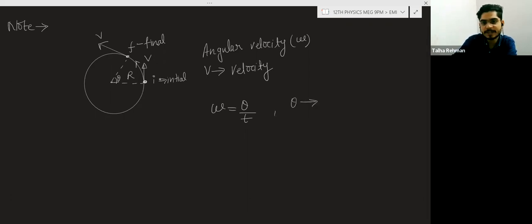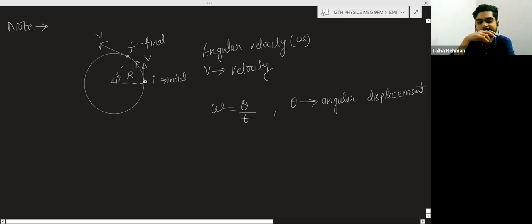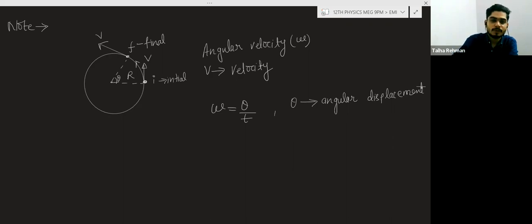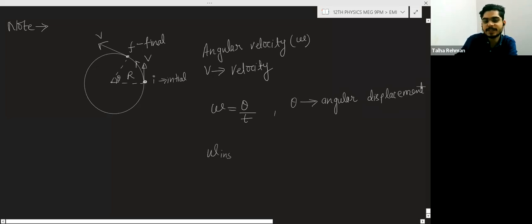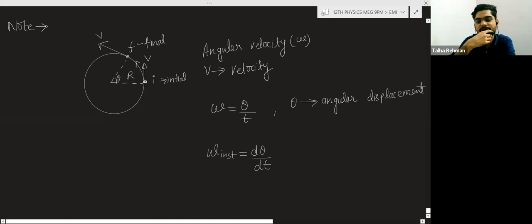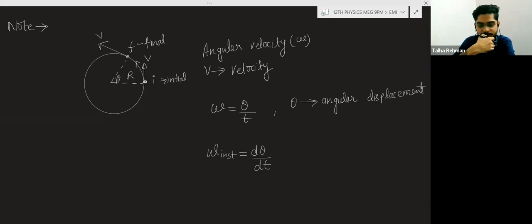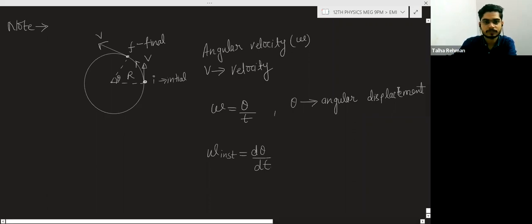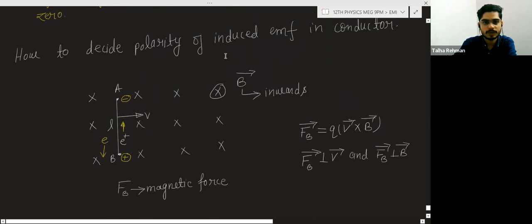And what is theta? Theta is known as the angular displacement. Or this omega can be written as, if you want to find the instantaneous omega, means at an instant of time, then this omega is given by the differential form d theta by dt. This is the instantaneous angular velocity. Okay, write down this.